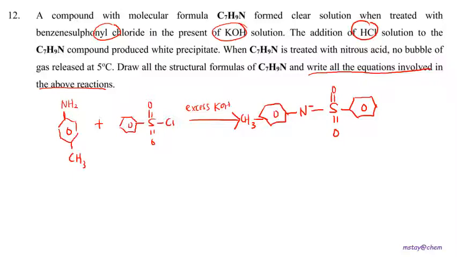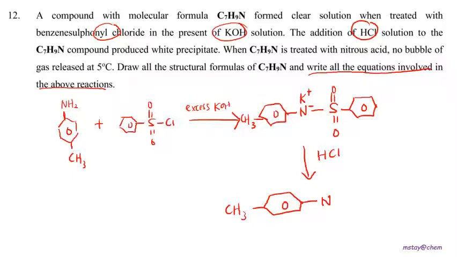And then the K plus will be attracted to the N negative. So next we will continue with the acidification. When this happens, the CH3 position is maintained, the benzene ring is maintained, the nitrogen is maintained, but the K plus is now replaced because it already reacted with the HCl to form KCl.